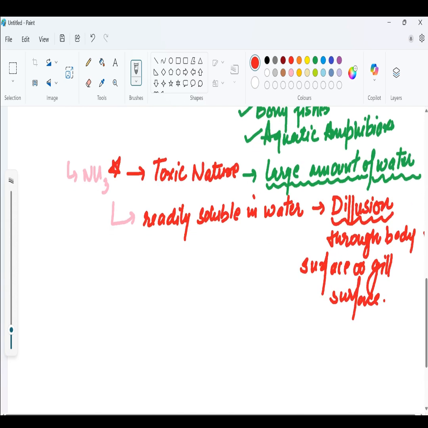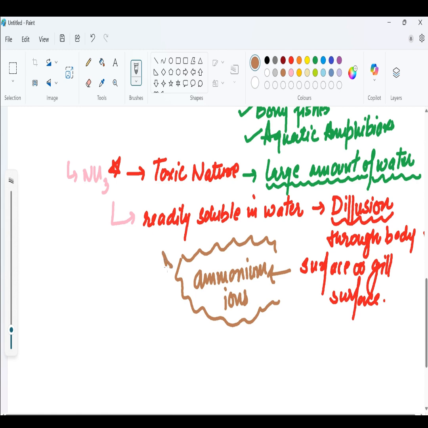Then the next point is in what form it is excreted. So it is also very important. It is excreted in the form of ammonium ions. This is very important. Not many of us know this, but it is excreted in the form of ammonium ions.